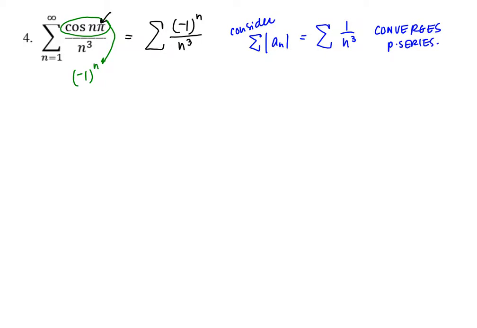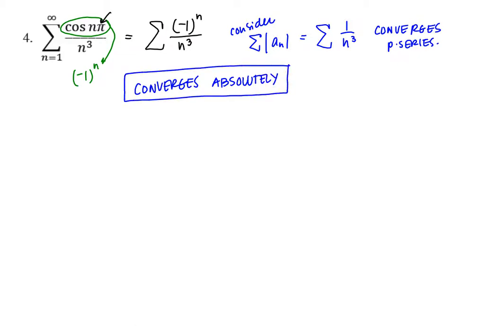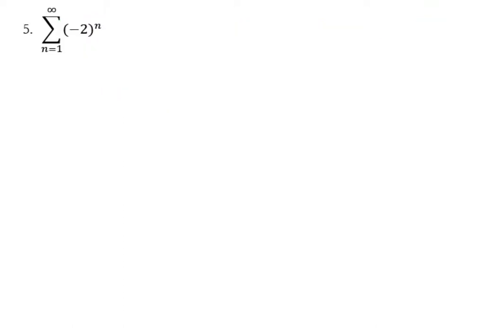So since that series converges in absolute value, we would say that this series converges absolutely. And there's no need to try the alternating series test, because if it converges absolutely, it converges conditionally as well. Here's one last example.